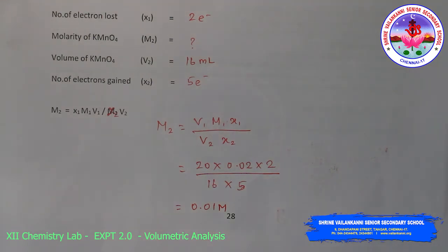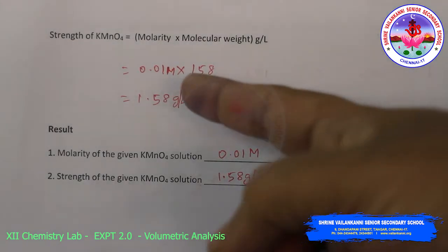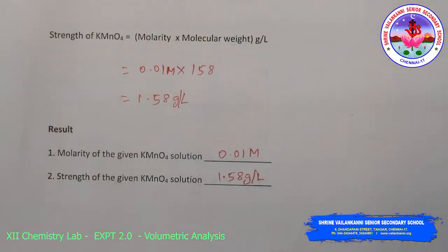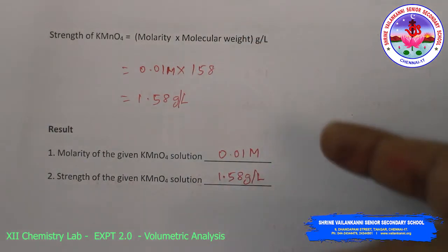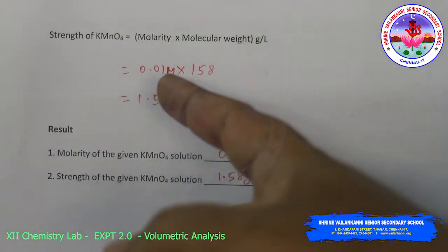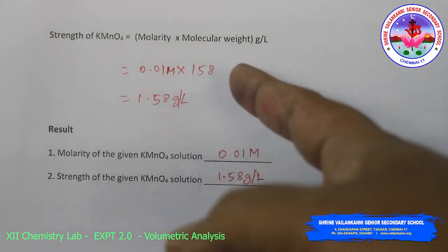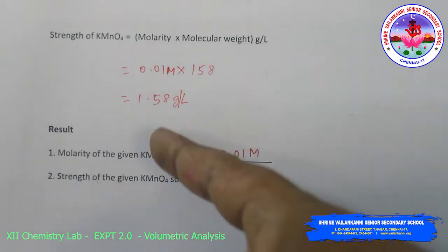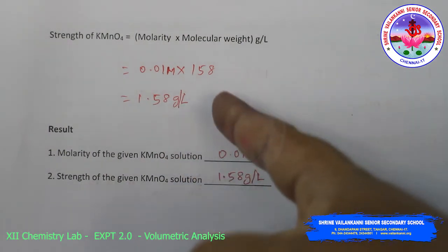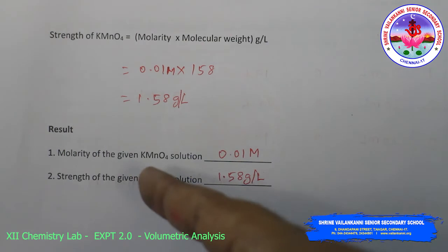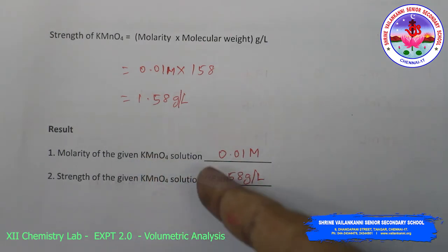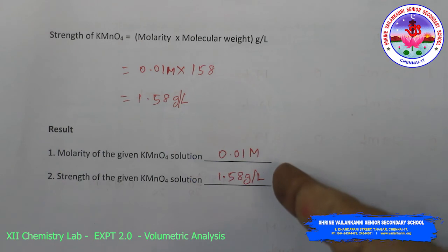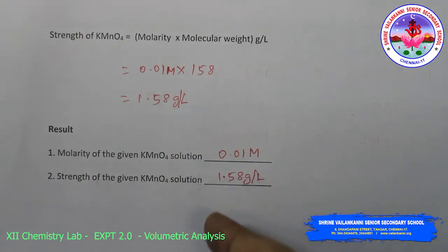Now we have to calculate the strength of the potassium permanganate. Strength of the KMnO4 is equal to molarity into molecular weight. So molarity we already got, that is 0.01 molar, into molecular weight of potassium permanganate 158. So calculating this value you will get 1.58 gram per liter. So this is strength. The result: molarity of the given potassium permanganate solution is 0.01 molar. Strength of the given potassium permanganate solution is 1.58 gram per liter.